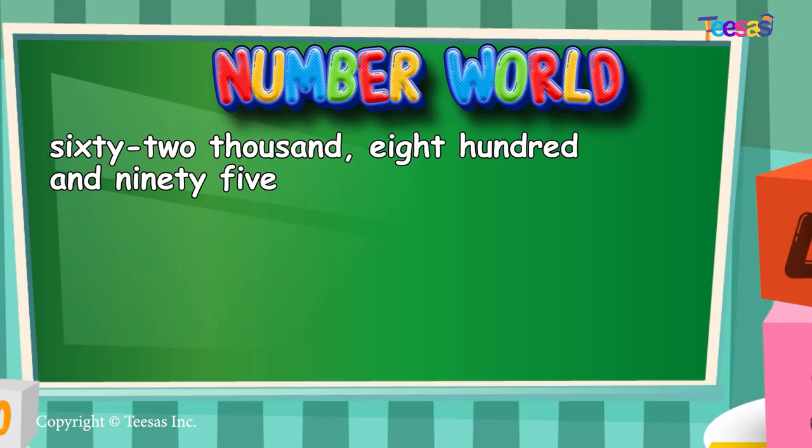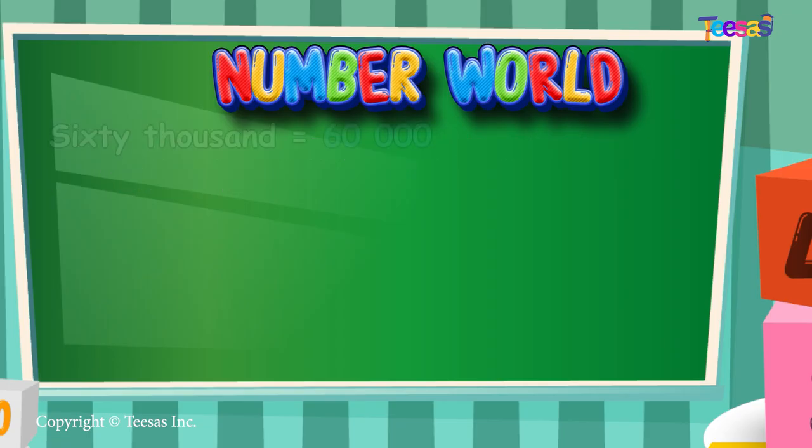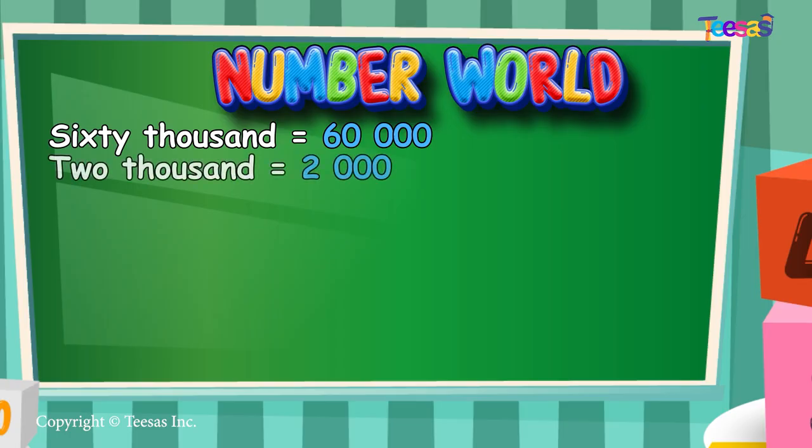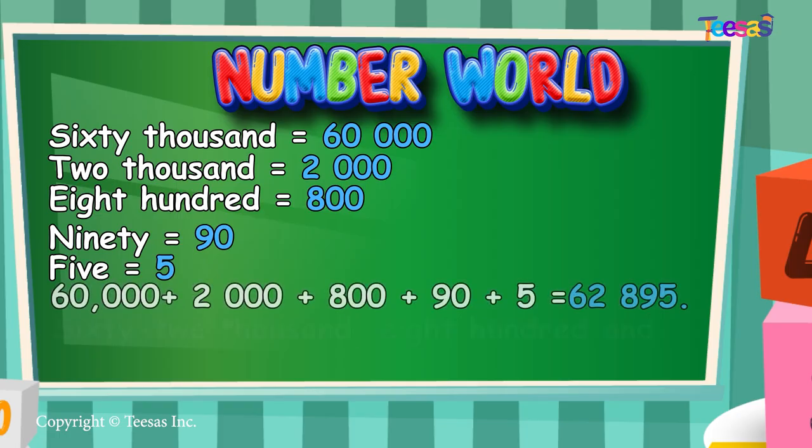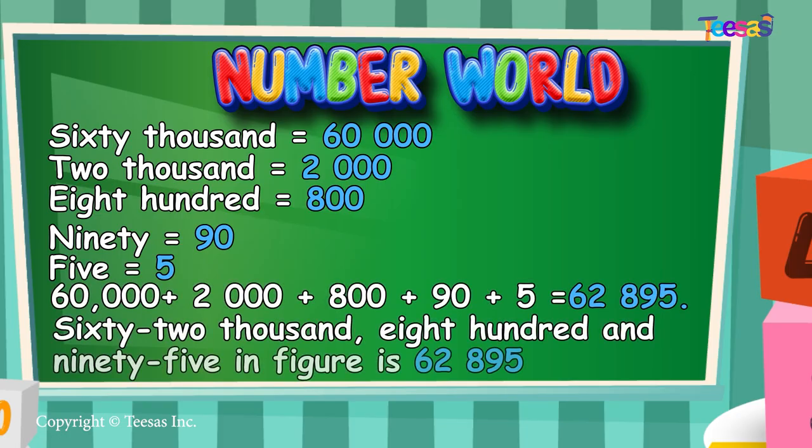To write numbers in figures, write out each partition of number words in figures and add them all up. Like this. 60,000, 2,000, 800, 95. Now, we add the numbers together, which gives 60,000 plus 2,000 plus 800 plus 90 plus 5. This gives 62,895.